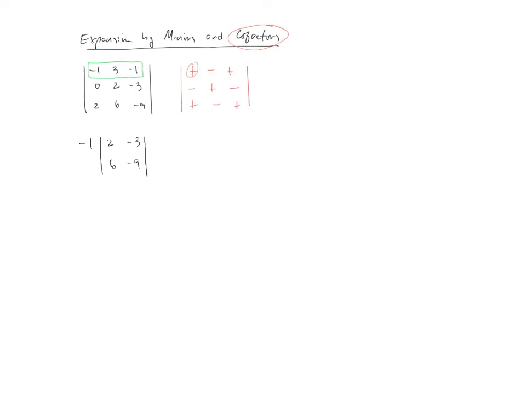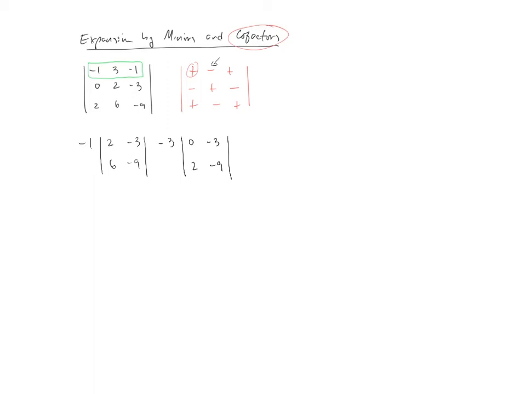Moving on to the next number in my row that I chose, we have a 3. That 3 is associated with that negative, which means we need to change the sign. So we'll have a -3, and then we have our 2 by 2. If I cross out the row and the column that the 3 is in, you can see that I would have a 0, -3, 2, -9 in the minor. So I have a 0, a -3, a 2, and a -9.